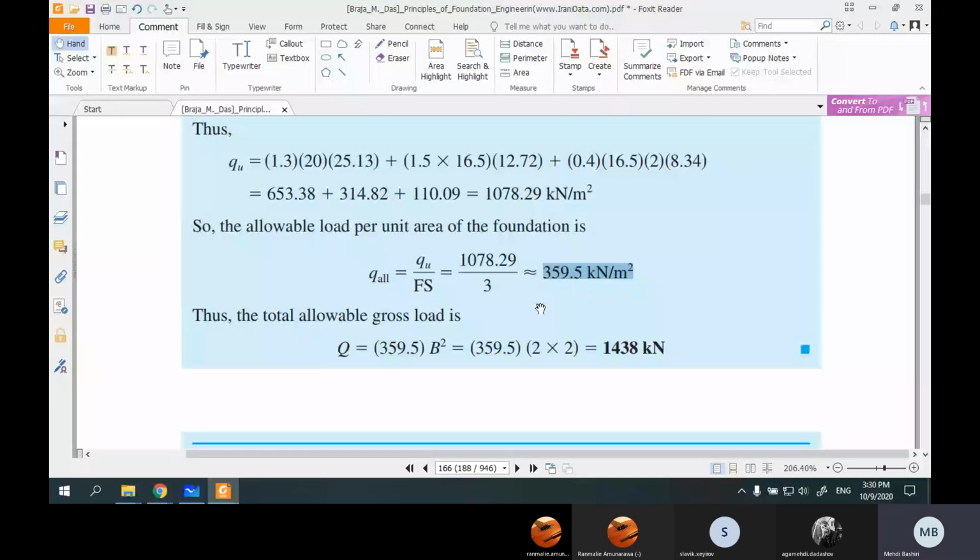But the capital Q or load is stress times area, that's this one. What was the area? It was a square. So 2.2 squared is the total area. Understood?